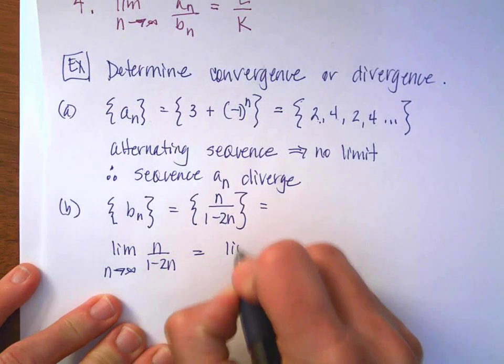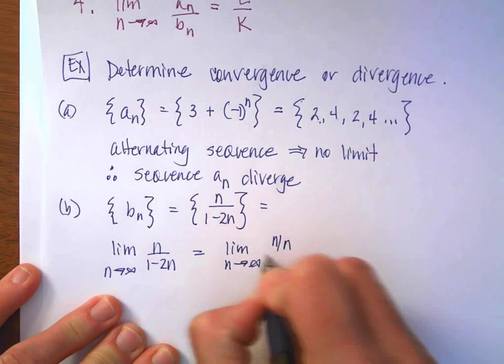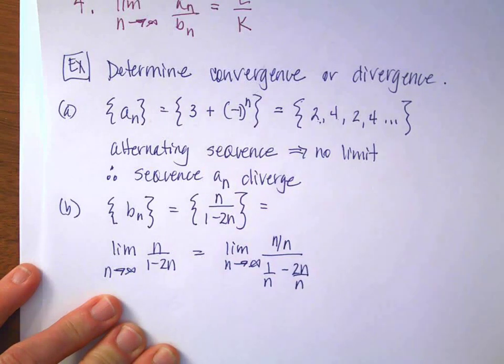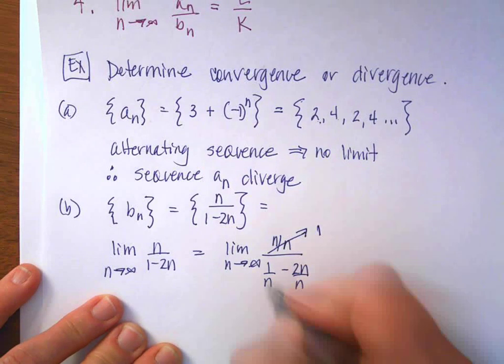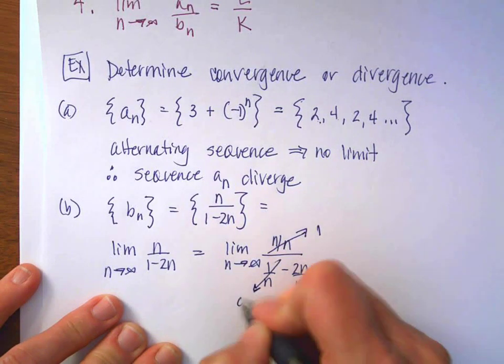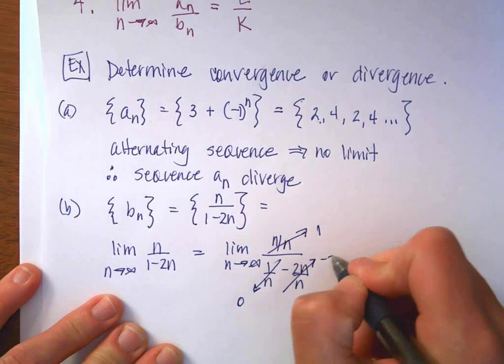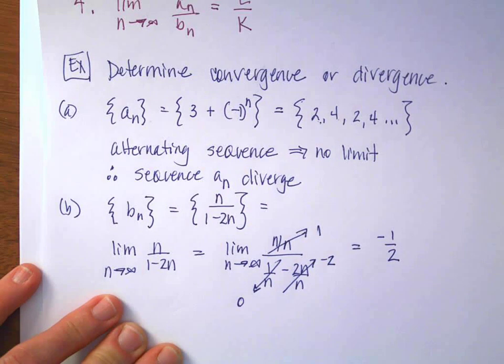So I would divide each term by n. So this is going to be the limit as n approaches infinity of n divided by n over 1 over n minus 2n over n. And if you'll remember, this guy's easy. He goes to 1. This guy goes to 0 because that would be the horizontal asymptote. And then this guy is going to go to a negative 2. The limit is therefore a negative 1/2.